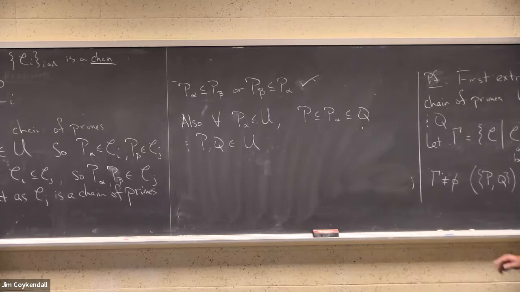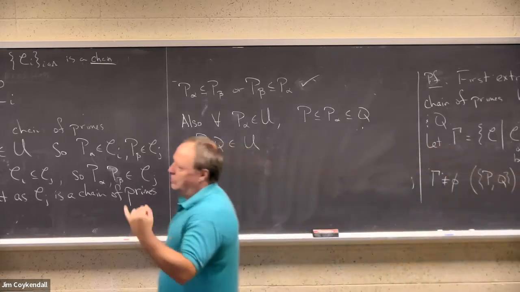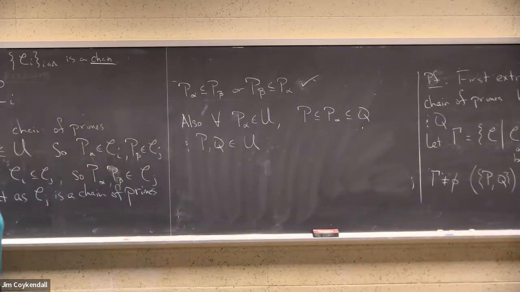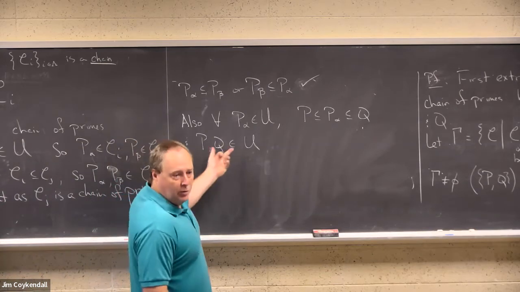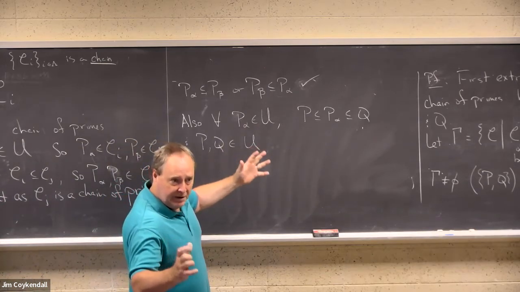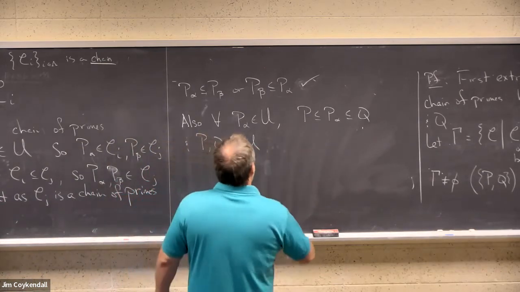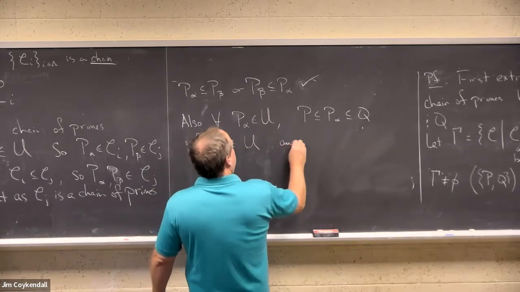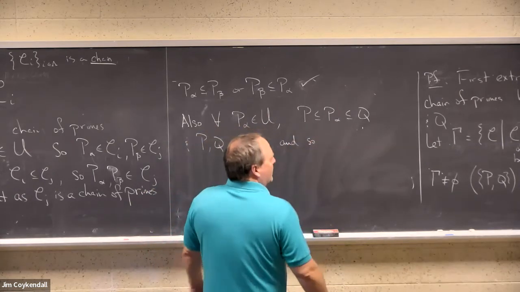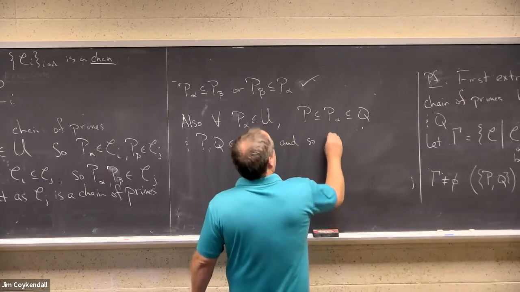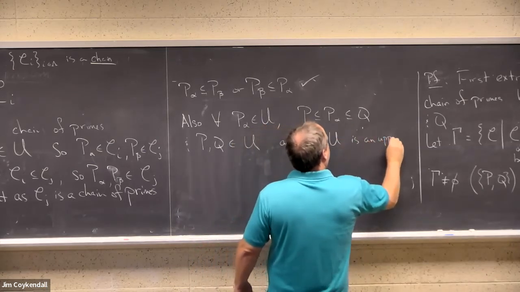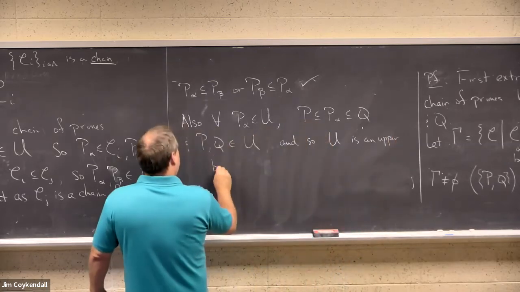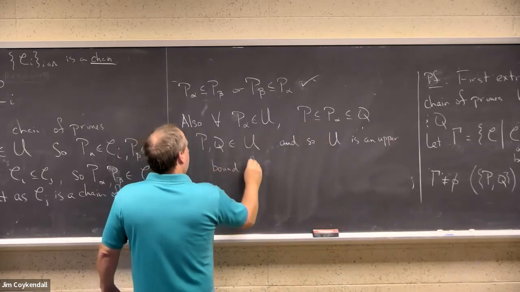What else do we know? Now we know that U is honest to goodness a chain of primes. We know that it is a chain of primes between P and Q, the bookends are both in U. And so U is an upper bound for the chain.